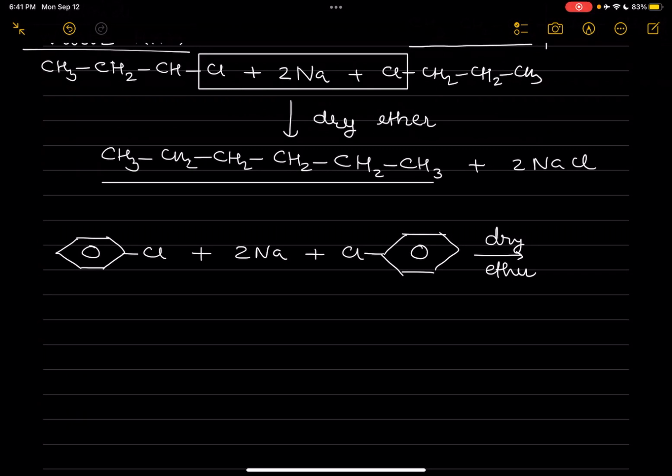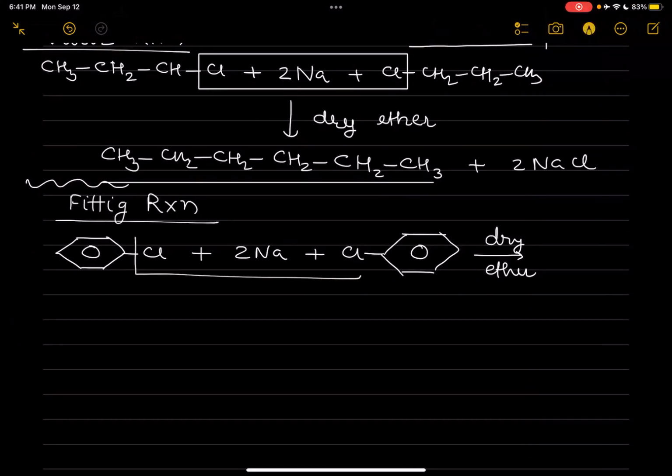Imad, can you recall the name? Sir, Wood's Fittig. Yes, it will be Fittig. Very good. Fittig reaction. If you take only aromatic halide, it is Fittig. Wood's Fittig is when you take one aromatic halide and one normal haloalkane. So if you take two different types of halide, then it is Wood's Fittig. With Fittig, you get a biphenyl.